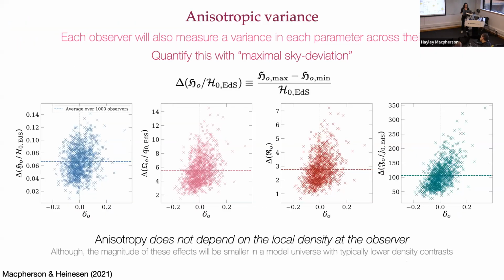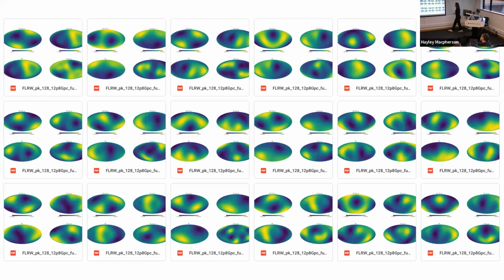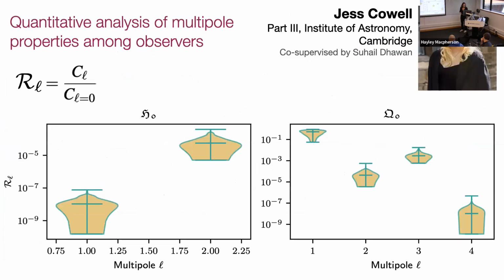And so another thing we're interested in looking at, as I mentioned before, when we look across this breadth of observers, we don't always have a clear dipole like this one, for example, dominating the signal. We have some higher order multipoles mixed in there as well. And so what we're interested in doing is really identifying which multipoles dominate these parameters for the bulk of our observers. For that, we've had a Part 3 student at Cambridge, Jess Powell, who's been working on this over the last 6 months or so.